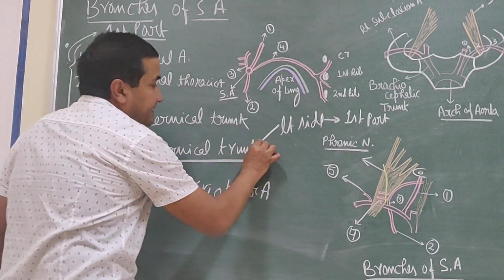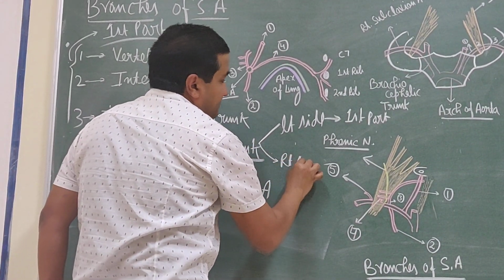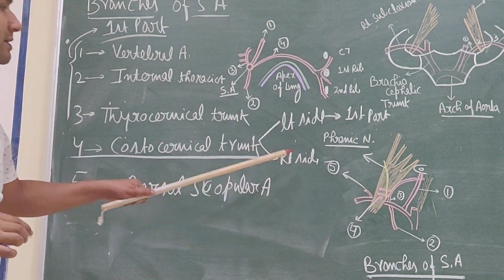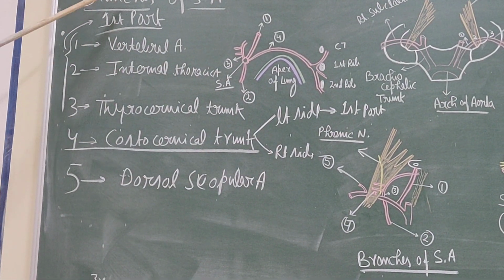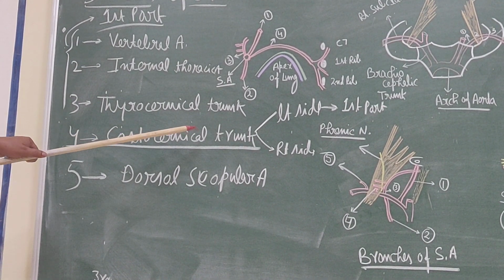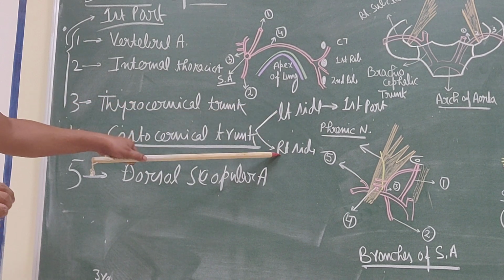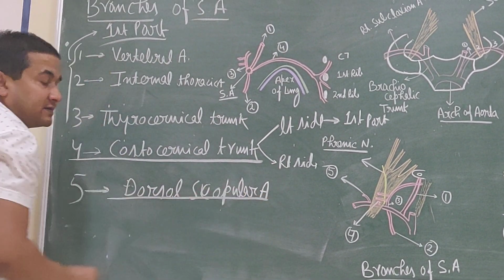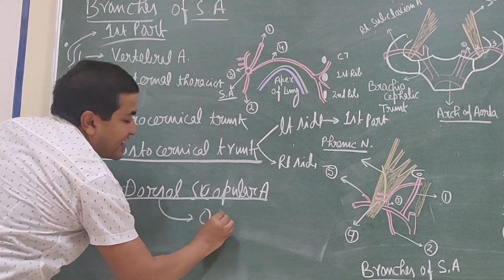While on the right side, the costocervical trunk is the branch of the second part of the subclavian artery. So the origin of the costocervical trunk varies on the left side and the right side. Now this dorsal scapular artery. This dorsal scapular artery is occasionally present.